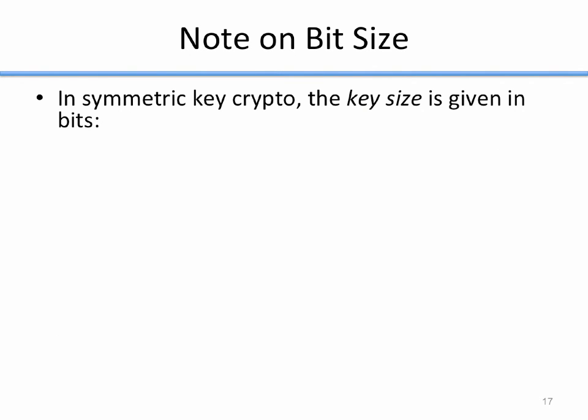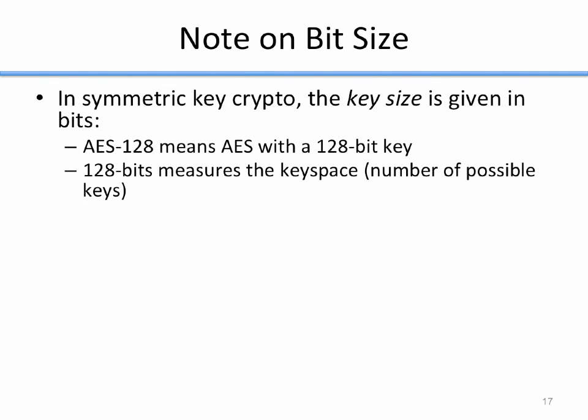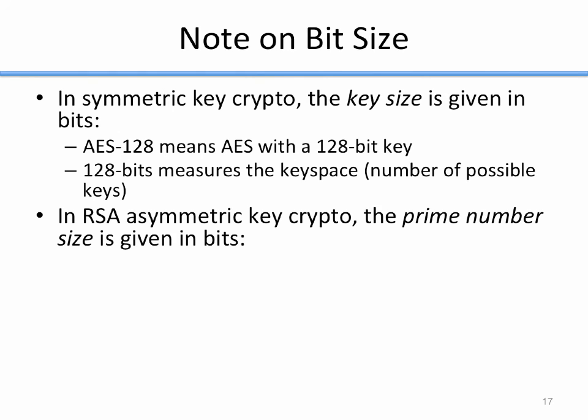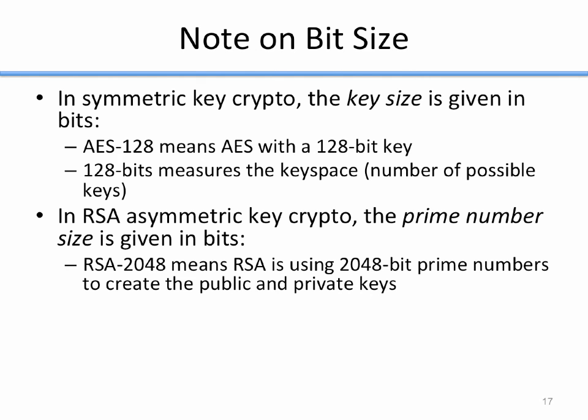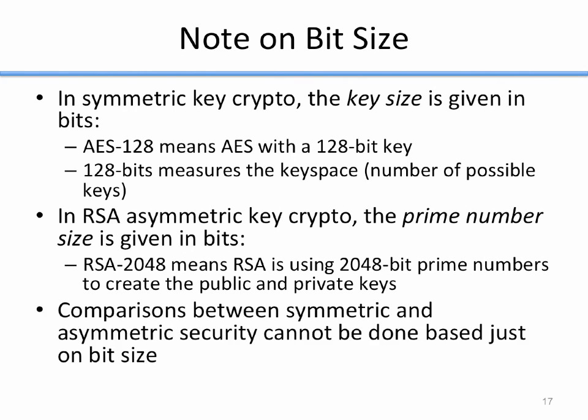Okay, so now here's a note on bit size. In symmetric key crypto, the key size is given in bits. So if I say AES 128, what that usually means is I'm going to use AES with a 128-bit key. And as we've already talked about in class, 128 bits measures the key space, which is the number of possible keys. If there's a 128-bit key for AES, then there are 2 to the 128 possible keys. In RSA, for example, for an asymmetric key crypto, the prime number size is what's given in bits. RSA 2048 means RSA is using 2048-bit prime numbers to create public and private keys. It has nothing to do with the key space.